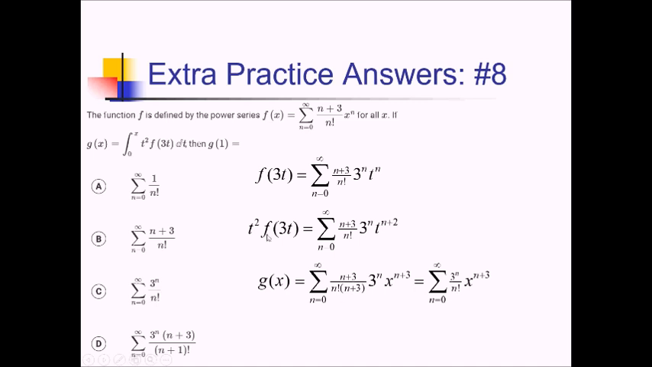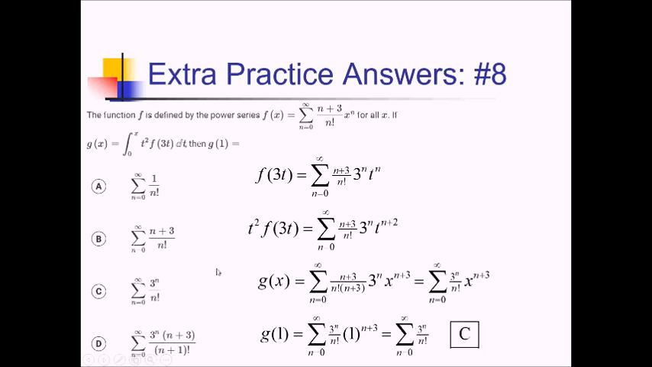And at this point, we need to do g of 1. So if I plug 1 into all this, really I'm just plugging 1 in for x. So 1 to the n plus 3 is just going to be 1, so we don't have to bother writing it because it's being multiplied by something else. So all that's left over then is just 3 to the n over n factorial, and that's going to match answer choice C.